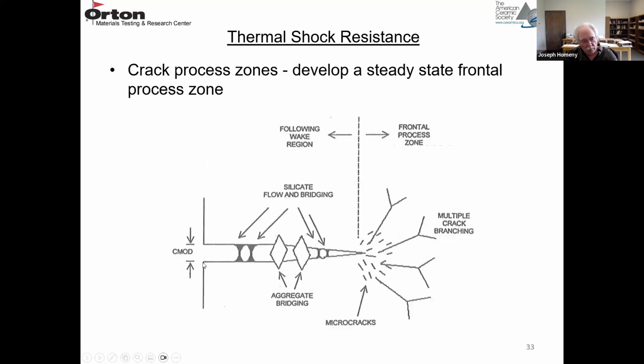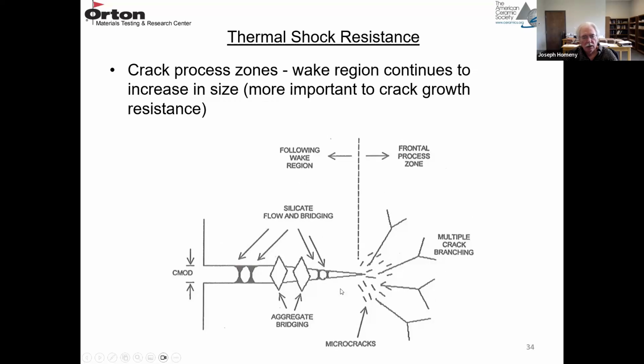So when this crack is moving from left to right, this frontal process zone reaches a steady state and moves along with the crack tip. It has a certain stress field, and the size of the frontal process zone remains constant and moves from left to right as the crack propagates. In the wake region, you have a constant size frontal process zone, but the wake region gets bigger and bigger as the crack extends.